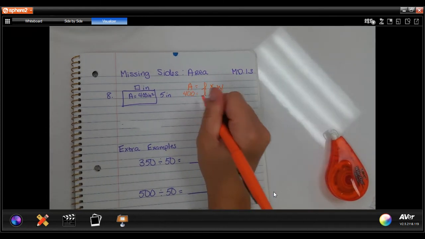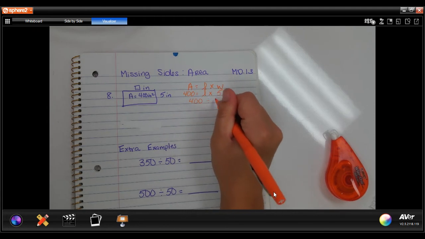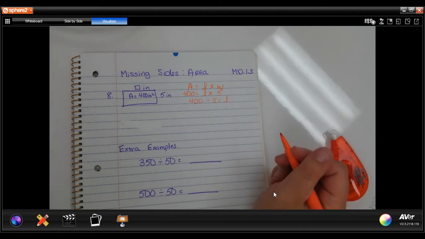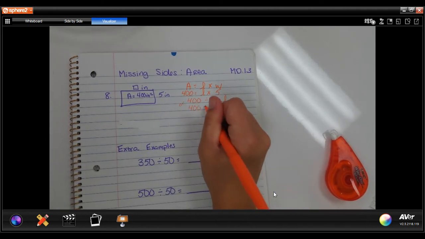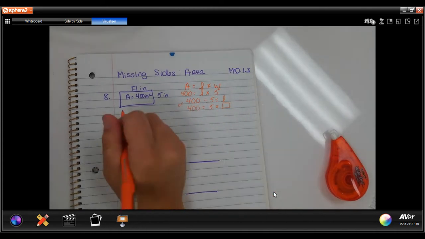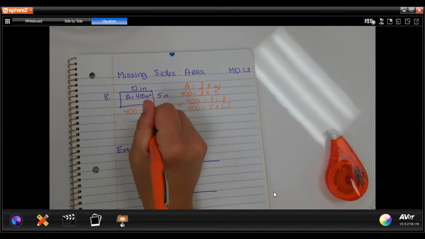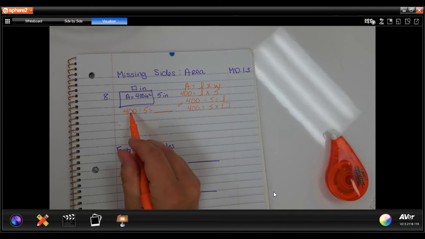So now I can represent this, to bring this over to the side. I could say 400 divided by 5, because dividing is the opposite of multiplying, equals the length. Or I could say 400 equals 5 times blank. So I'm going to bring this over to the side. 400 divided by 5 equals blank. So I need to see how many times 5 goes into 400.